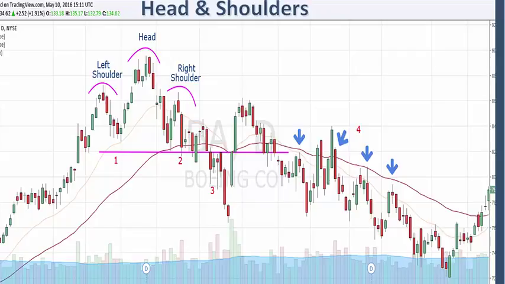As you can see in Boeing, once that neckline's broken, the volume on the attempt to get back up through the 50-day moving average is weak, and we continue to bounce off of the moving average and the price falls further down.